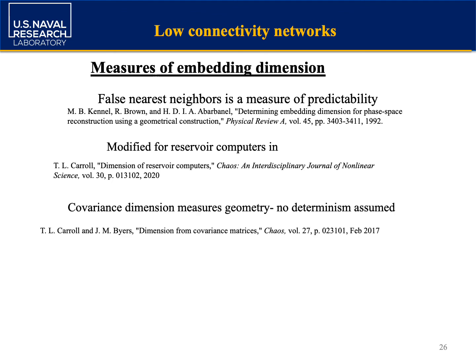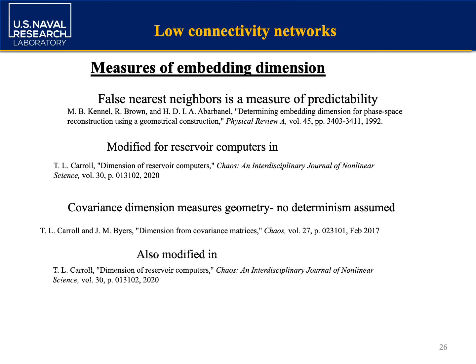So another type of dimension is covariance dimension. This measures geometry. I'm not assuming any determinism. This measure was first published here, and again, I had to modify it for reservoir computers in this other article.